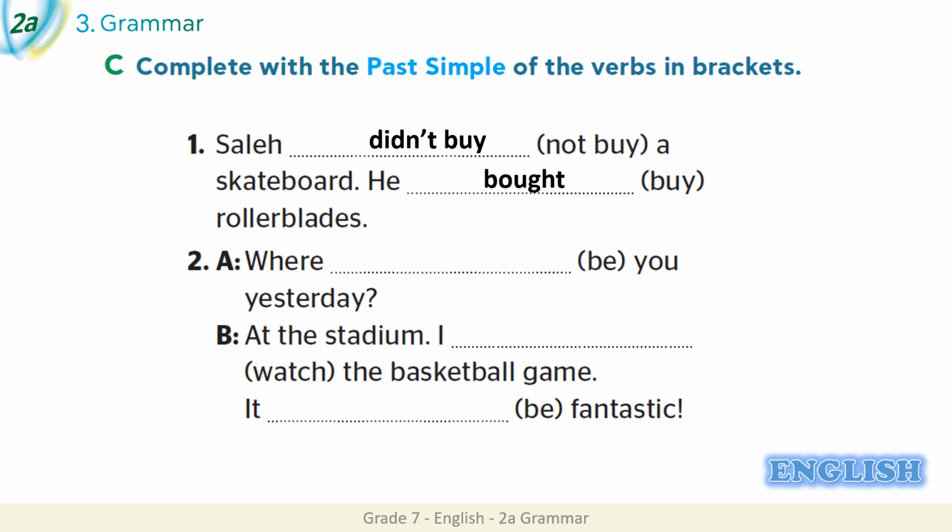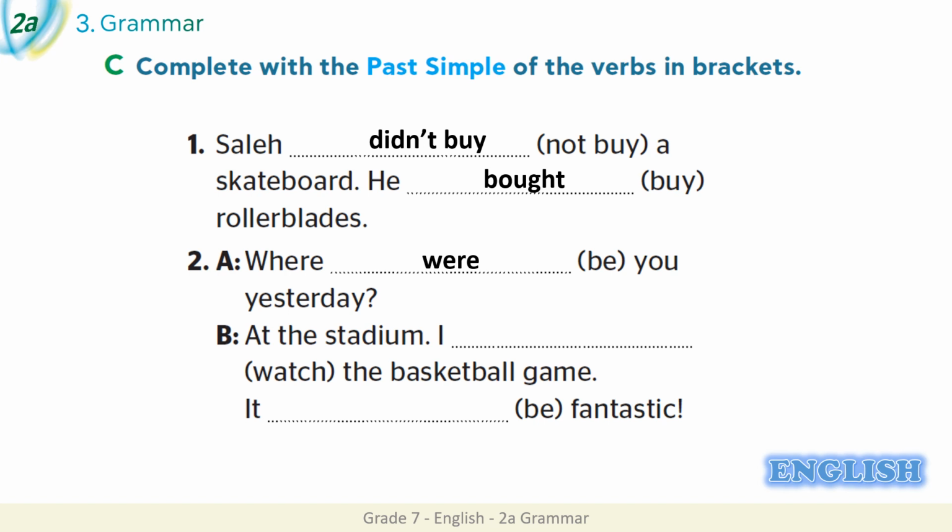A. What is the correct answer? That's perfect. Where were you yesterday? We use the verb were because you takes the verb were or are. Are in the present, were in the past. Now, let's move to B. What is the correct answer?